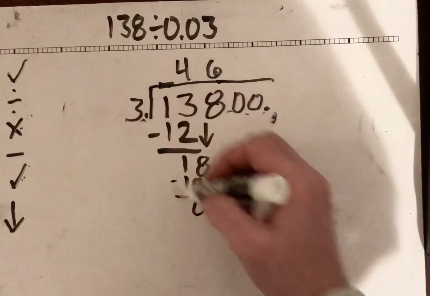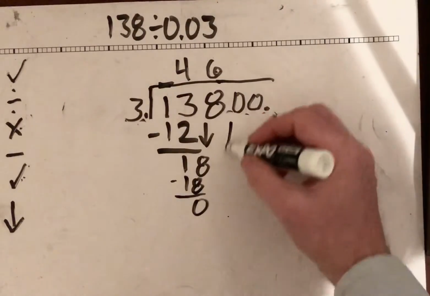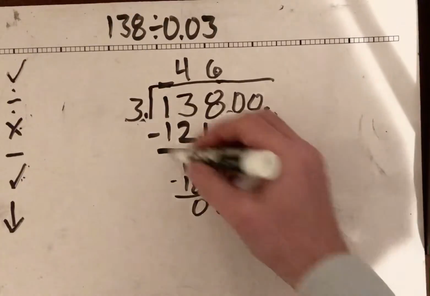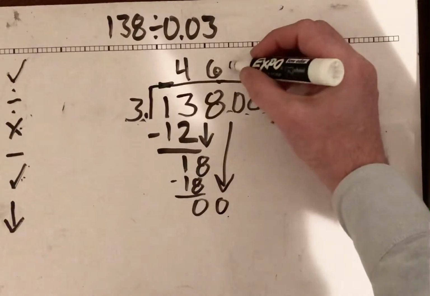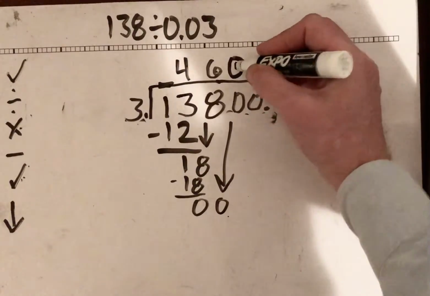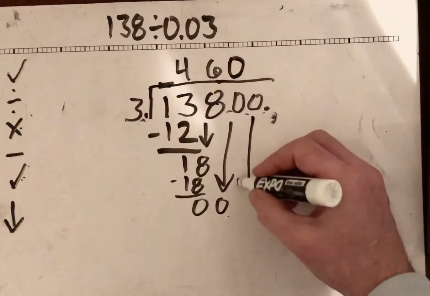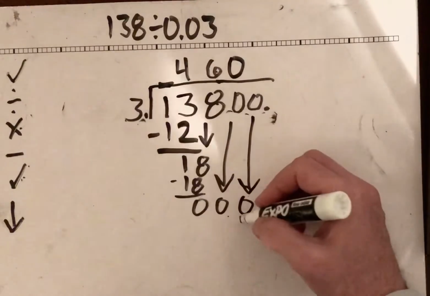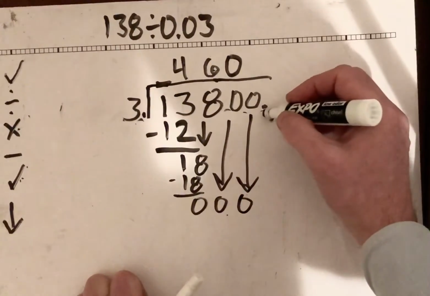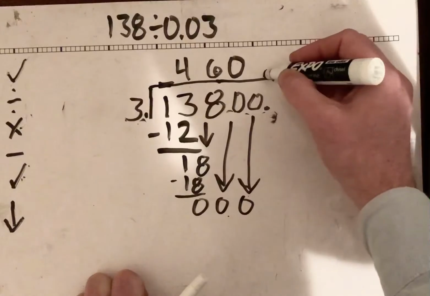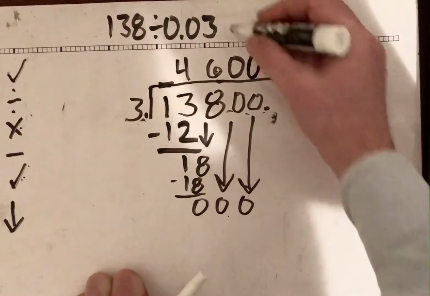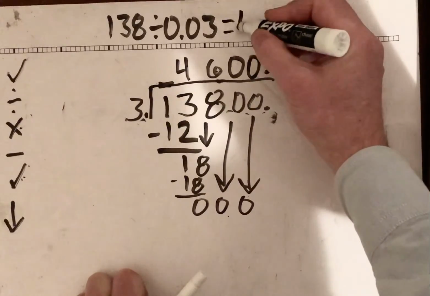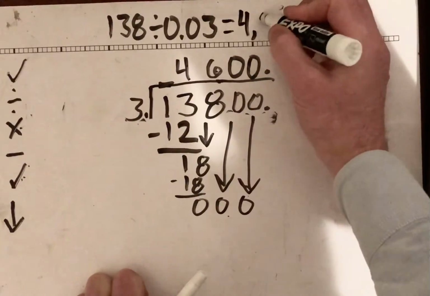And I say, can 3 fit into 0? No. So I'm going to bring down my 0. Does 3 fit into 0? No. Before I can bring this 0 down, I need to put a 0. And I say, let's bring this 0 down. Can 3 fit into 0? It still can't. And I know that I have to have the same decimal point in my quotient. So I need a 0 here as well. And so my answer, my quotient, is 4,600.